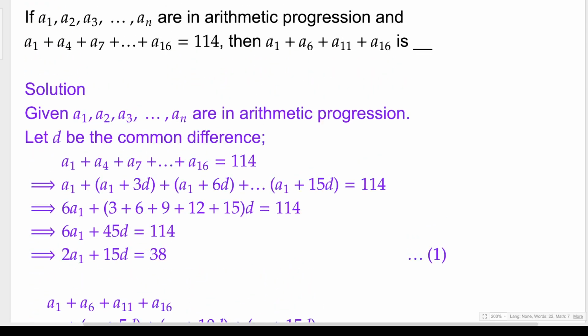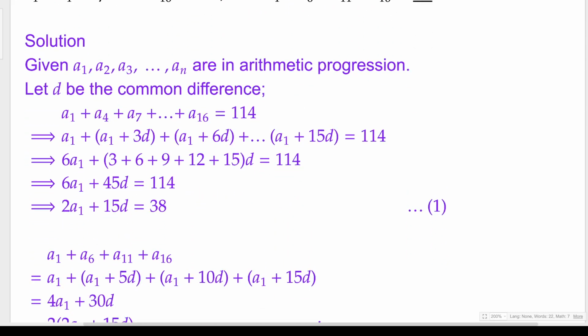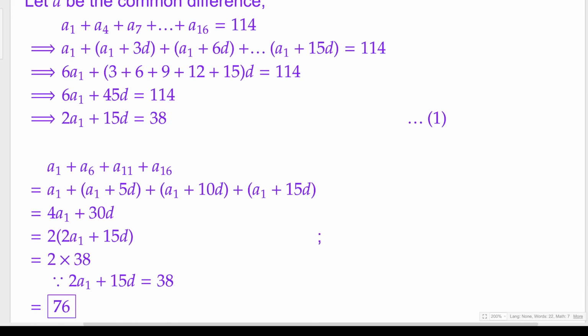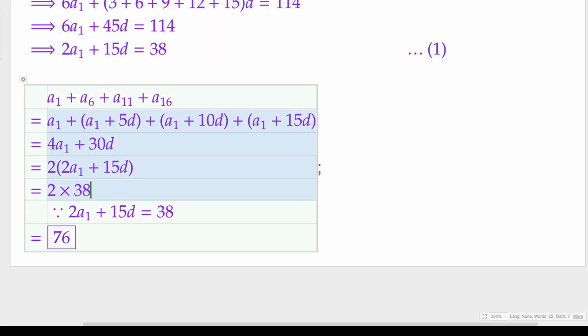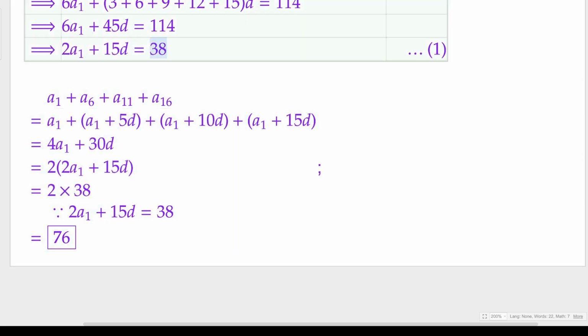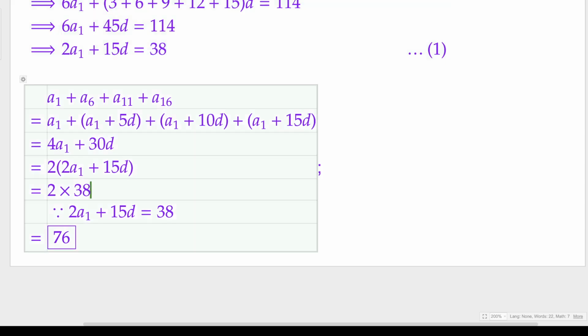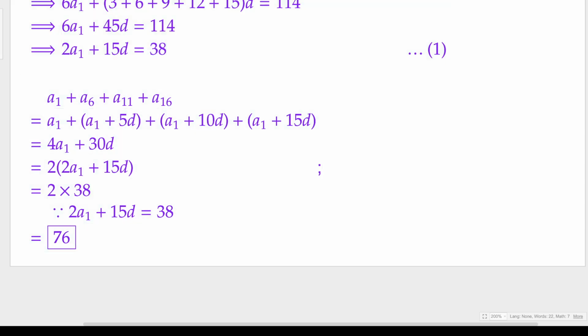So this was the given arithmetic progression. I have taken the common difference d, then I computed this part, from which I got this equation, and on resolving this I got 2 times first term plus 15 times d. This value was already computed to be 38 from the first equation. On using this value I got 76 as the answer.